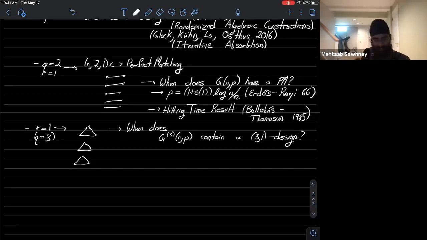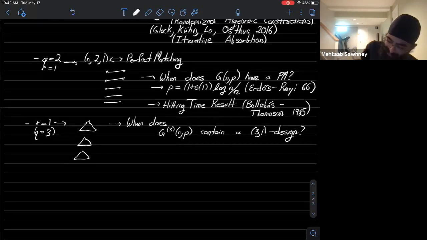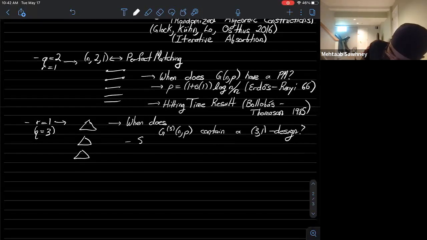And this sounds like a really innocent question the first time you see it. I mean, all we did was take the natural graph question, take some natural analog of a perfect matching, and ask what is the corresponding threshold. But it turns out this was a very hard problem, and it's kind of infamous, and it went under the name of Shamir's problem.